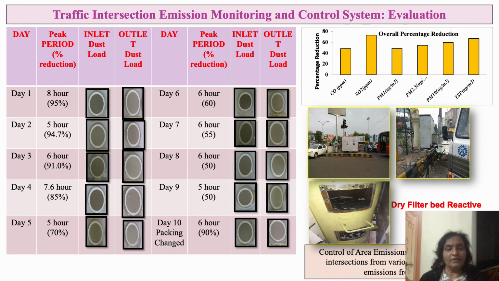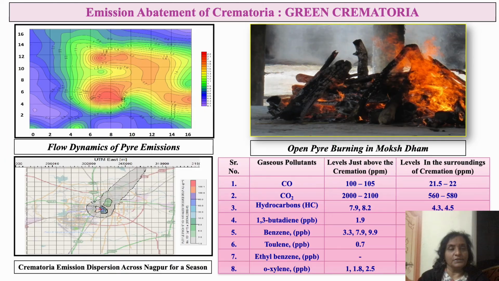A similar study has been done by using a dry filter bed reactive system in a traffic intersection at Nagpur, in Shankarnagar and Sadar area, and we have seen that for 10 days this filter bed is very active, and it has reduced 90% of the inlet dust load and given clean air through it. And this can be seen by that apart from dust, other gases have also been reduced. After 10 days this reactive bed can be taken up for regeneration, and that can be reused after its regeneration.